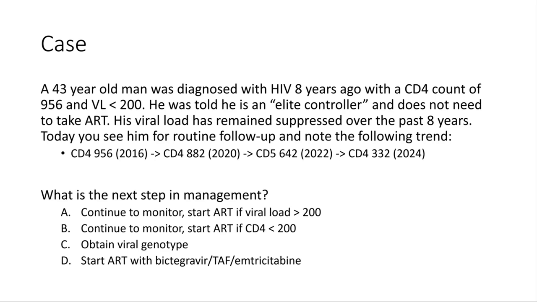Okay. A 43-year-old man was diagnosed with HIV 8 years ago with a CD4 count of 956 and viral load under 200. He was told he is an elite controller and does not need to take ART. His viral load has remained suppressed over the past 8 years. Today you see him for routine follow-up and note the trend. CD4 counts went from 956, 882, to 642, 510, to 332 in the coming years. What is the best next step in management?